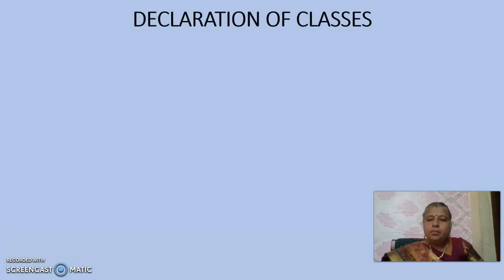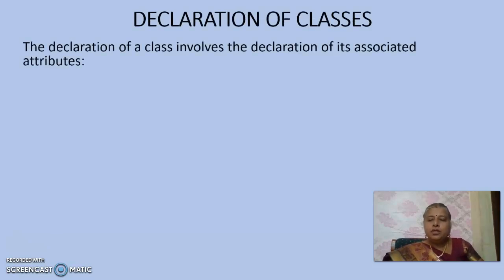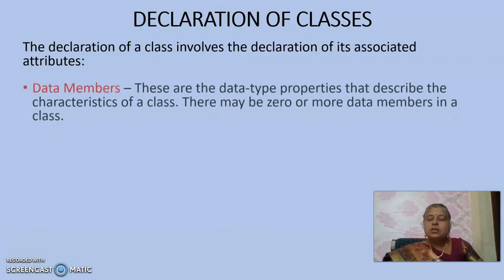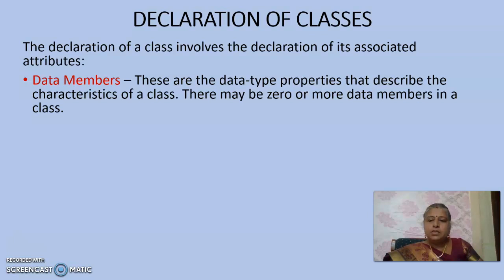A small recap about the declaration of classes now. The declaration of a class of course involves the declaration of its associated attributes. The first one is the data members. These are the data type properties that describe the characteristics of a class. There may be 0 or more data members in a class.